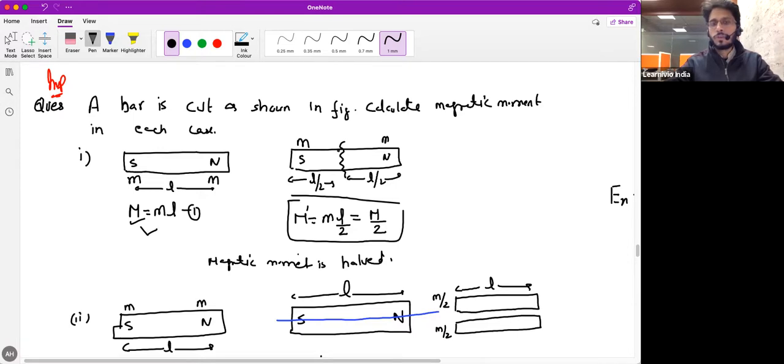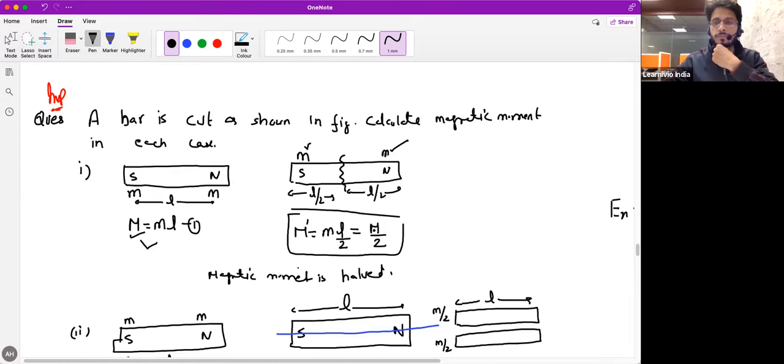Next, we break this bar magnet into two parts from the center. If you are not cutting the ends, then the magnetic pole strength M will not change. The pole strength will remain the same. But since you are dividing it into two parts, its length will become half, so the magnetic moment will be ML by 2. Compared with the first, where the magnetic moment is ML, it becomes exactly half. So the magnetic moment is M by 2. Clear? Yes, sir.